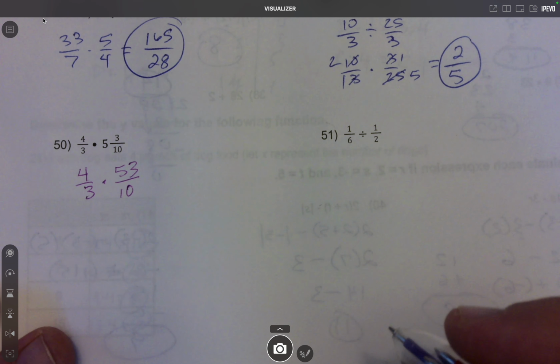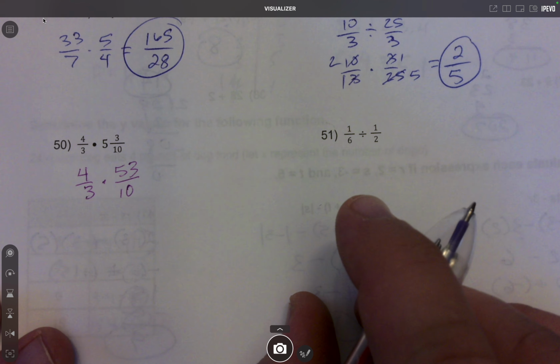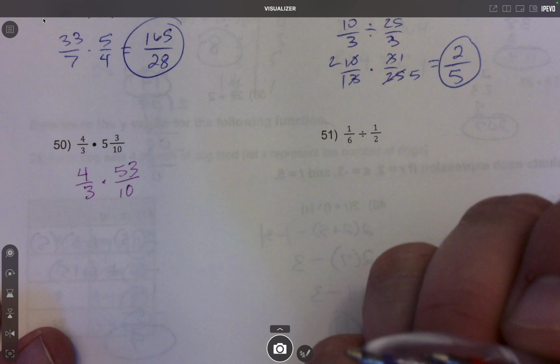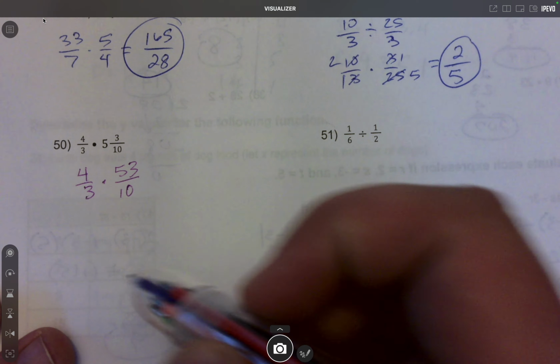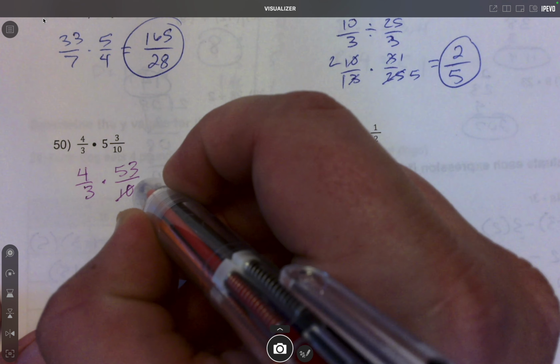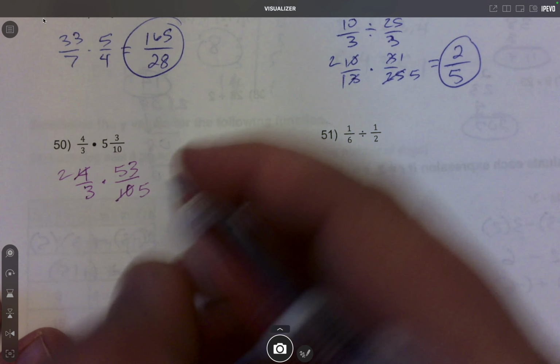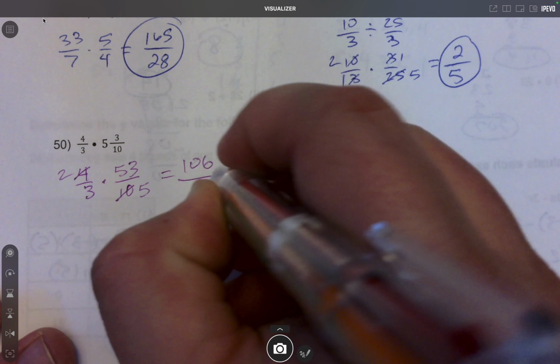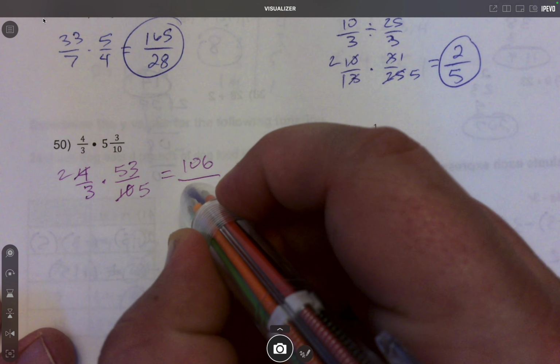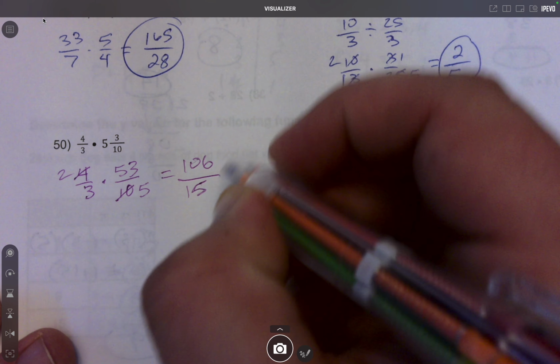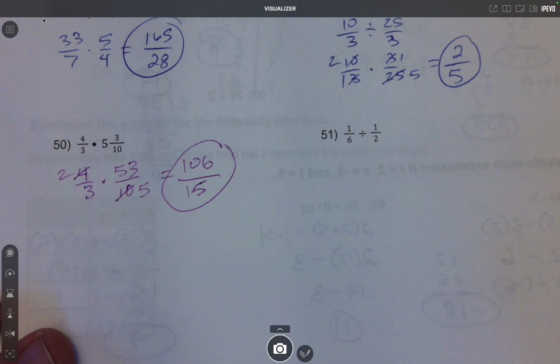Okay, then see if there's anything diagonal to each other we can reduce. 3 and 53 have nothing in common, but 4 and 10 are both even, so I can divide them both by 2. 2 times 53 is 106. 3 times 5 is 15. And that will not reduce any further, so that is our answer.